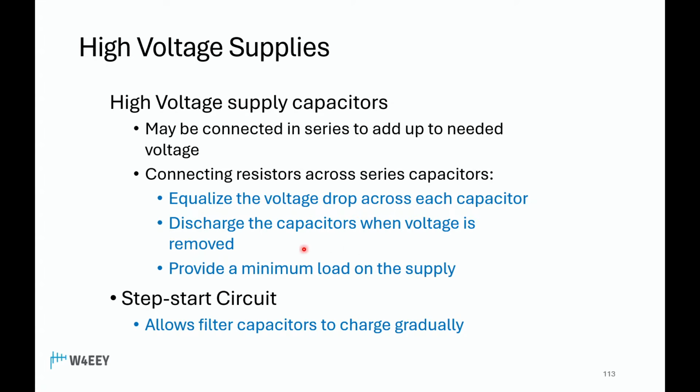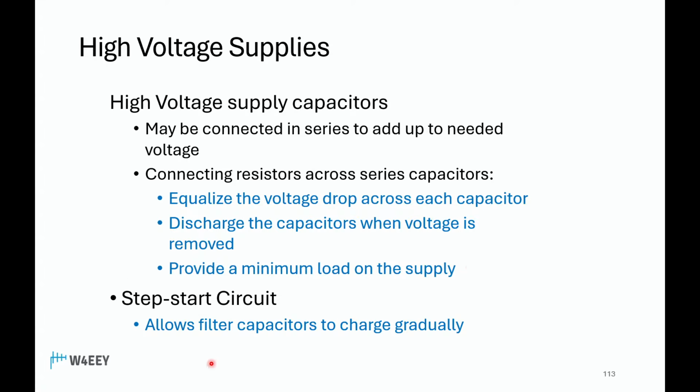So connecting resistors across series capacitors does three things. Equalizes the voltage drop across each capacitor. It serves to discharge the capacitors when the power supply is turned off, the voltage is removed, and provides a minimum load on the supply. Those three things sound like an all of these question.